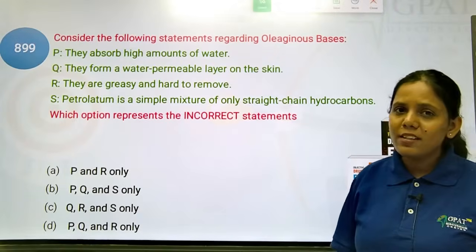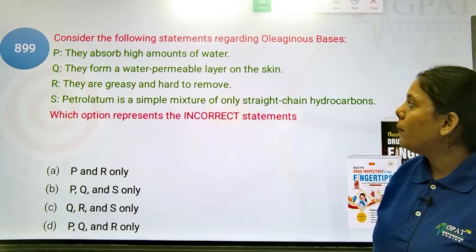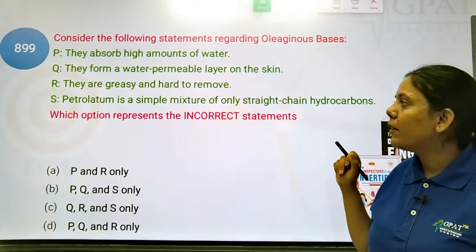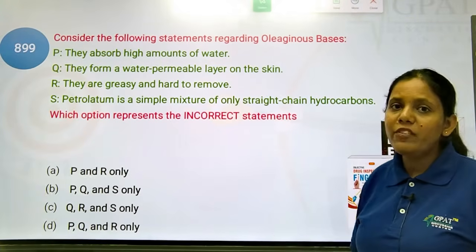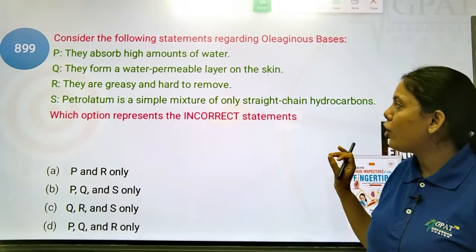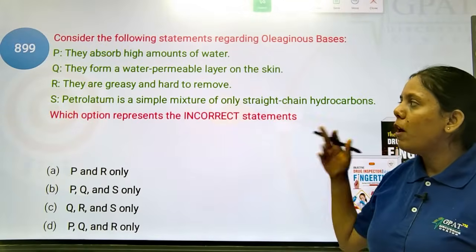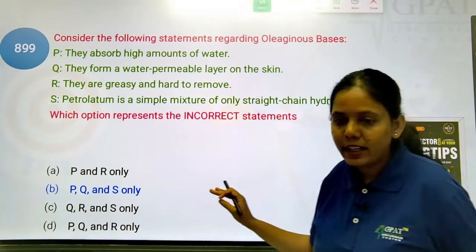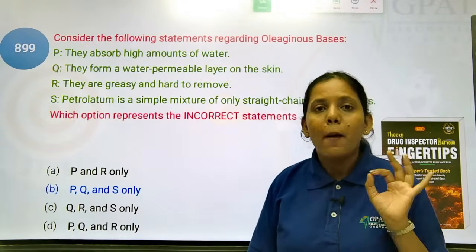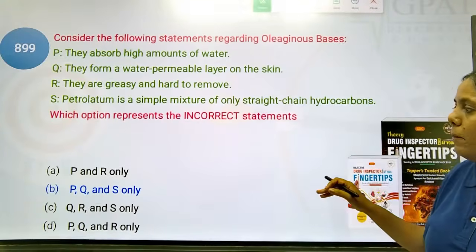It is oleaginous, so they won't absorb a high amount of water. Next, they form a water permeable layer on the skin? It is oleaginous, so how will they form a water permeable layer? They are greasy and hard to remove: yes, oleaginous means it is oil-like. Petrolatum is a simple mixture of only straight chain hydrocarbons? No, it is a mixture of everything. So P, Q, S, all three statements are incorrect. Remember only the R statement is correct, which is greasy and hard to remove, because oleaginous means oil-like. So option B is the right answer.